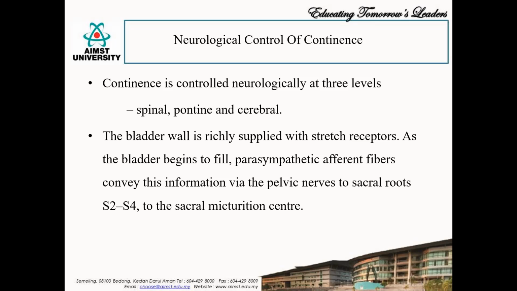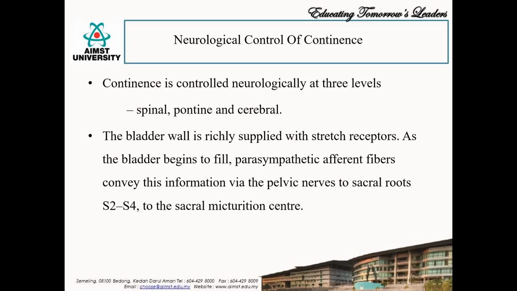The bladder muscle, that is your detrusor muscle, is a smooth muscle, and it has a lot of stretch receptors. As it is filling, the stretch receptors will be activated and will send afferents through the parasympathetic nerve. These afferents reach the sacral root. The sacral root is nothing but the sacral micturition center, that is S2 to S4. So S2 to S4 is the first spinal level, where the sacral root is present.